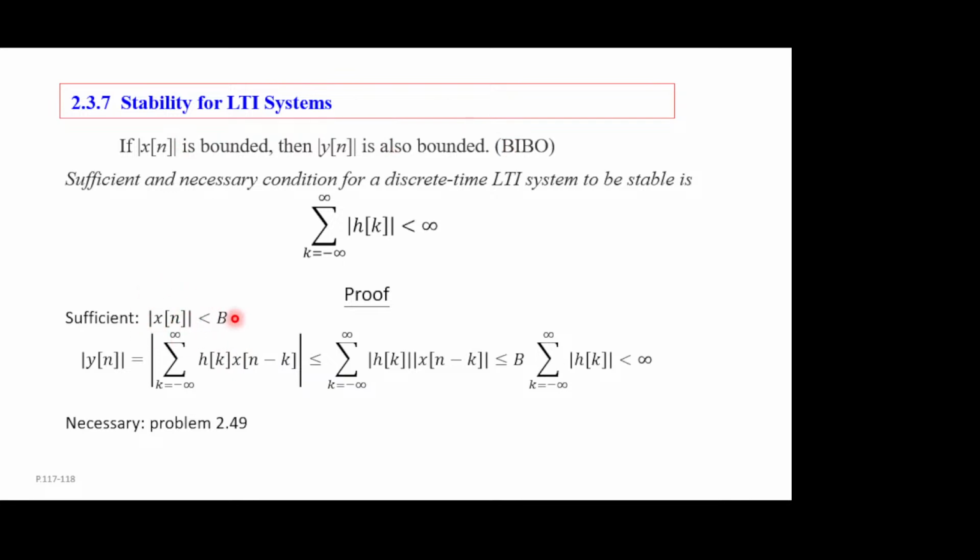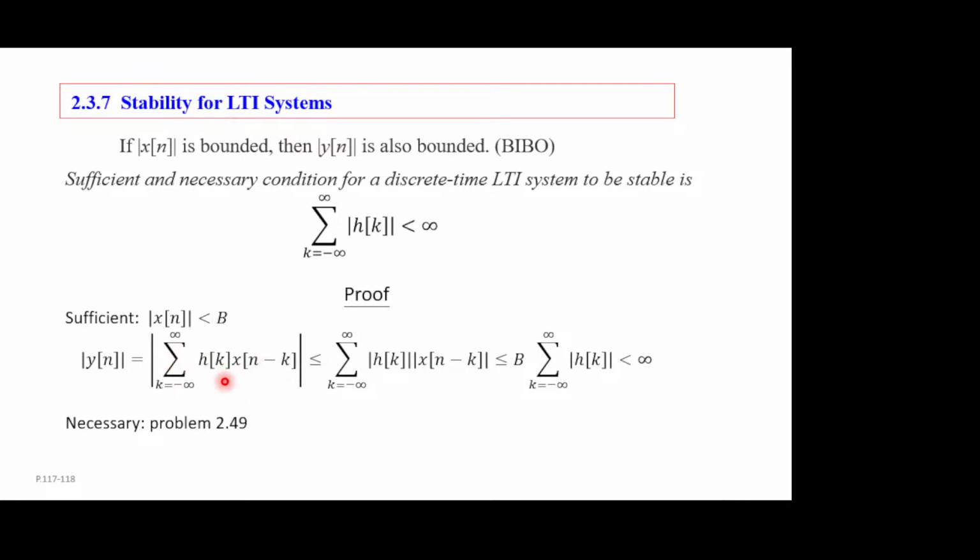So we say our system is bounded. Let's say the absolute value of x of n is less than b for some b and for all n. Then let's see what the absolute value of y of n is. We start with the convolution, which is just plugging in the formula: the summation over k of h of k, x of n minus k.